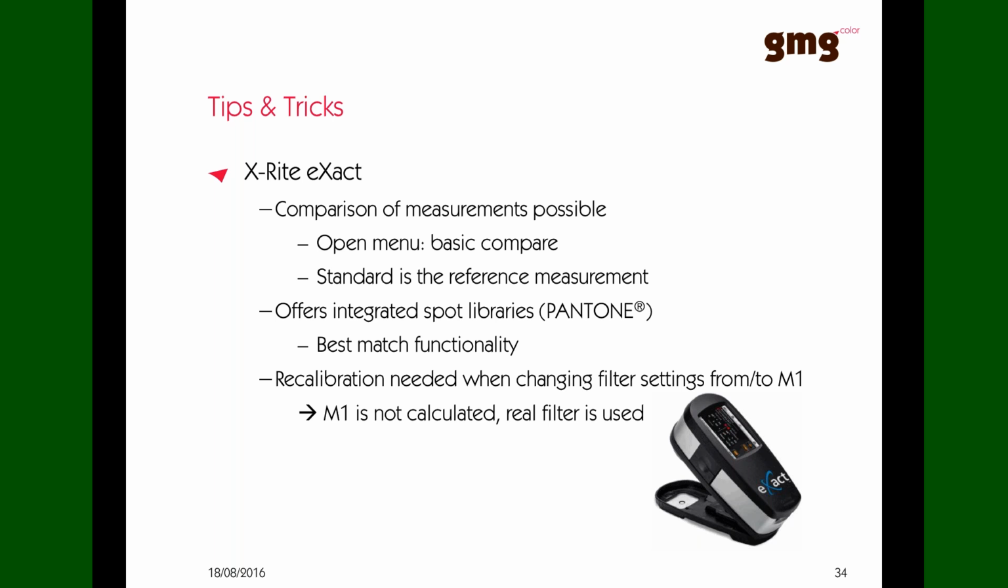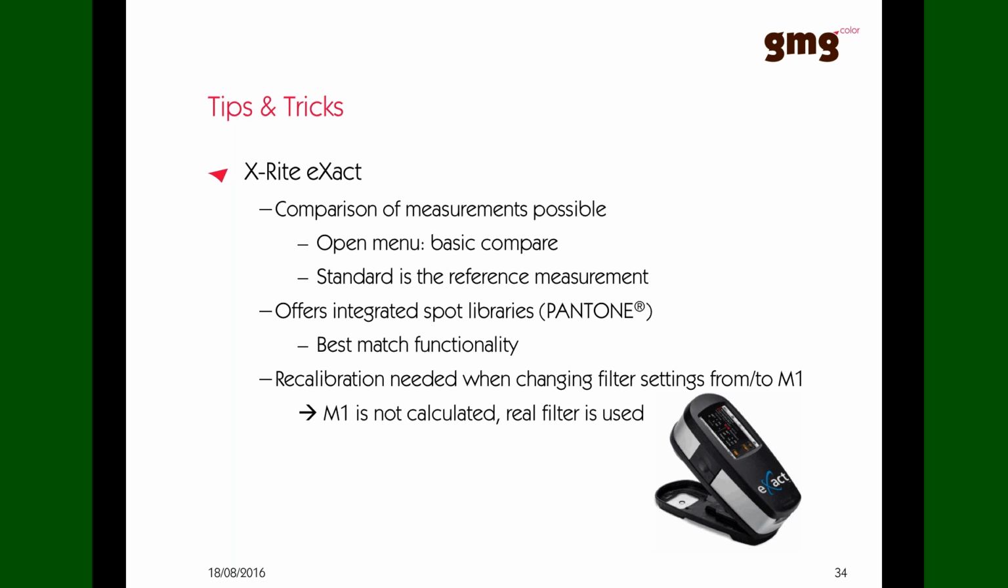If you open the menu and go to basic compare, then you can go to standard, and then you measure your reference measurement. After that, you can measure all your other samples, and then they are compared to your standard or reference measurement. The eXact measurement device also has integrated spot color libraries. So the Pantone libraries are inside the measurement device, and it has a best match functionality. If you get a sample from a customer, you can just measure the sample, and then the measuring device recommends to you the best matching Pantone spot color to reproduce this color.